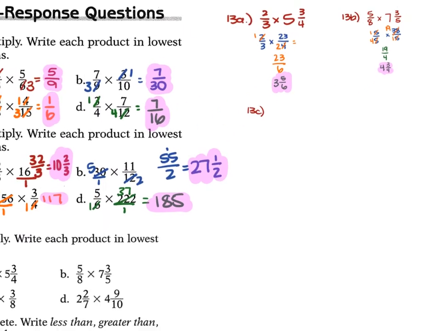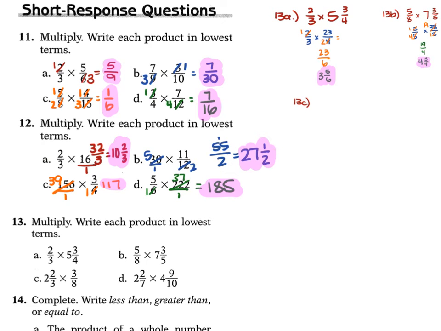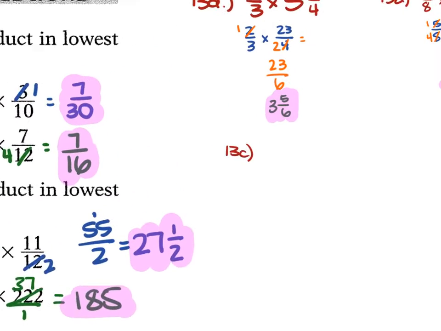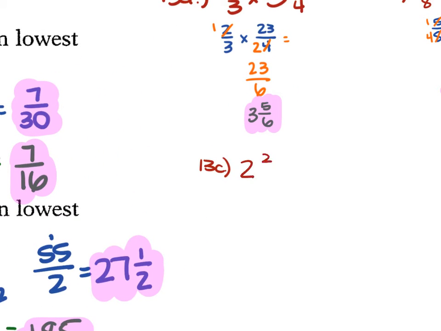For 13c, we're given 2 and 2 thirds times 3 eighths. All right, so the 2 and 2 thirds has to become an improper fraction. 2 times 3 is 6, plus 2 is 8. Keep it over 3. We're going to multiply that by 3 eighths. You'll realize here the 8s both become 1s, so do the 3s. So it's just 1 times 1 over 1 times 1, which is 1.